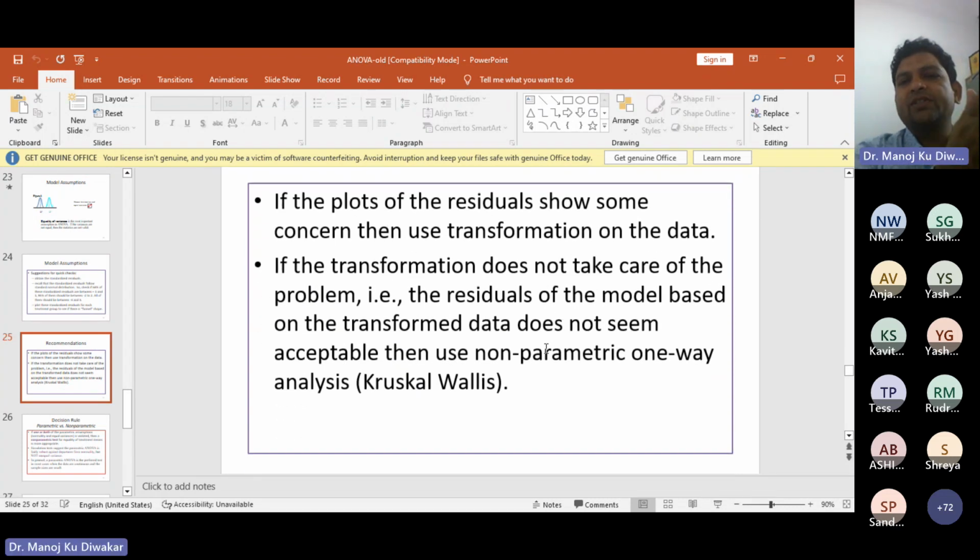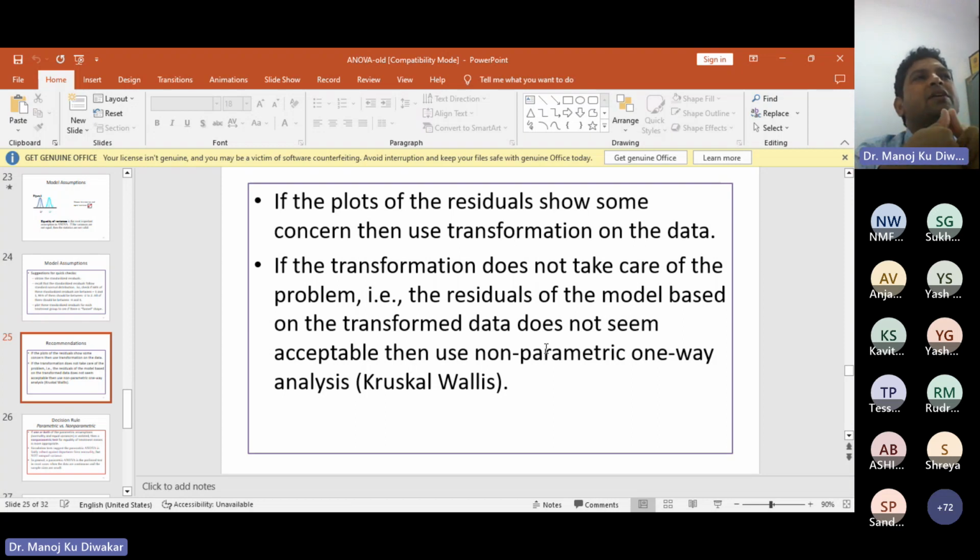If the plots of the residuals show some concern, then you transform the data. If the transform does not take care of your problem, and the residuals of the model based on the transformed data do not seem acceptable, then you can go for the non-parametric one-way analysis of variance. So far we have talked about what we can do in parametric methods. We discussed the one sample t-test, two sample t-test, paired t-test and analysis of variance.